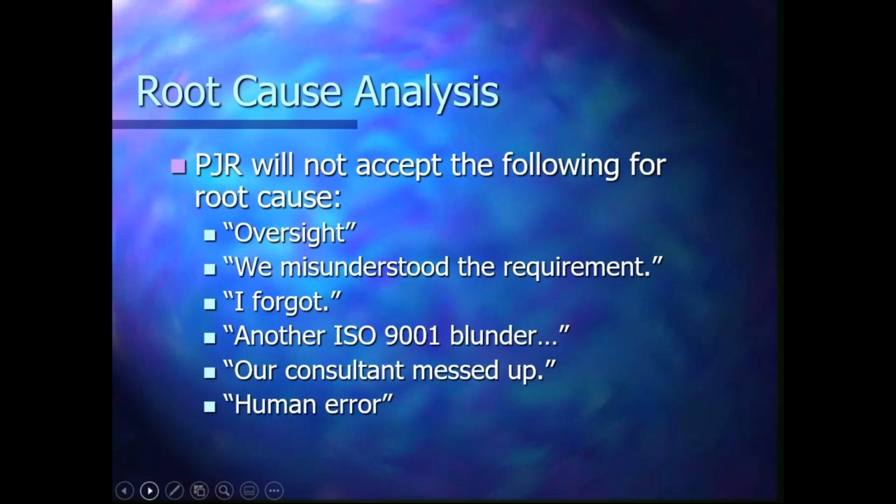So some things we will not accept for root cause: oversight. We don't accept oversight. We misunderstood the requirement. I may accept this on a first audit or a transition audit to a new version of the standard. As you're implementing a new set of requirements, you may not understand the requirement. And then in the audit, the light bulb goes off for you, and the way the auditor explains it or asks a question makes the intent of the requirement clear. I forgot, and some of my personal favorites: another ISO 9001 blunder, or our consultant messed up, or human error.